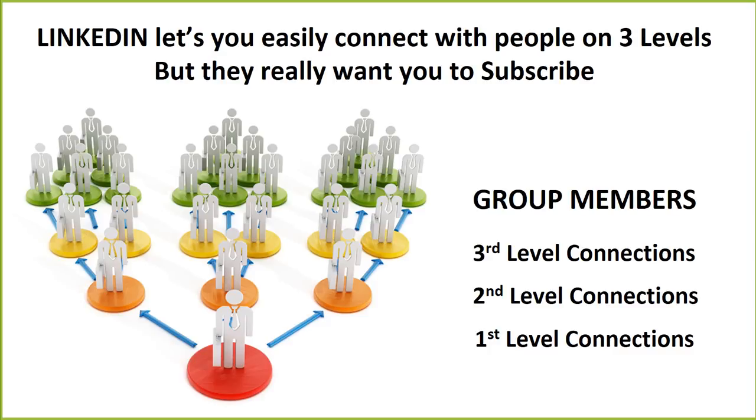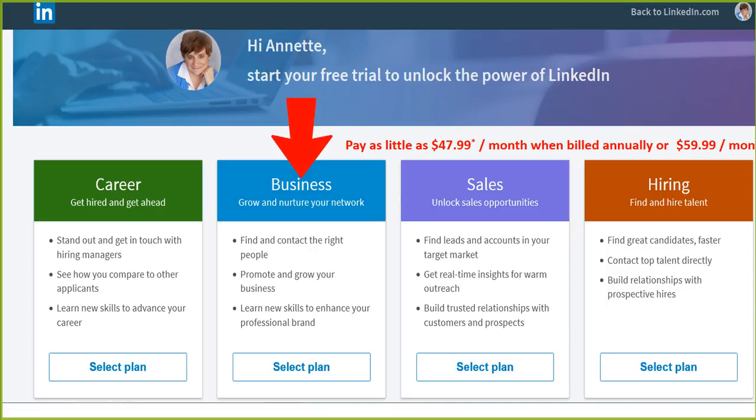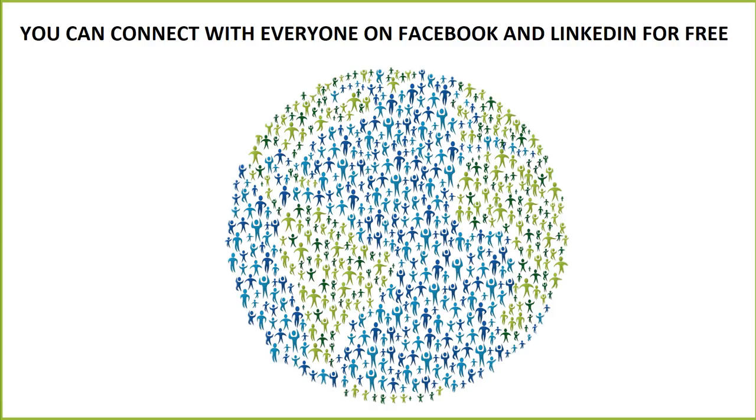But they really want you to subscribe. And so if you're going to subscribe, and frankly, for those of you that are participating in our upcoming boot camp, I suggest you take advantage of their free trial. You can try it for 30 days. That's the one you want. You can pay as little as $47.99, billed annually. Multiply that times 12, or they'll bill you $59.99 a month. That's the system that you want. But you can connect with everyone on Facebook and LinkedIn for free when you know a few things.